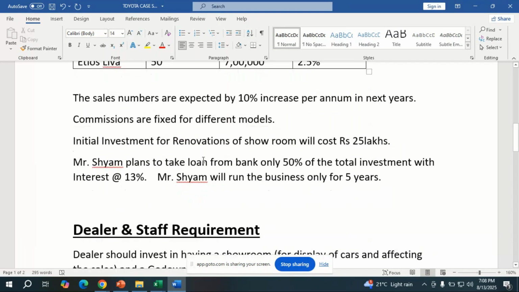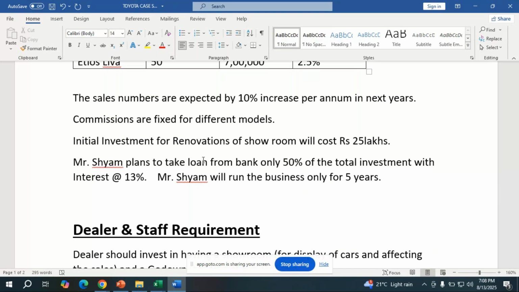The sales numbers are expected to increase by 10% per annum in the coming years, where commissions are fixed for different models. The initial investment for renovation of the showroom will cost 25 lakhs. Mr. Sham plans to take a loan from the bank, the same way you have done for the cafe and the pharmacy case. So the total cost of renovation for the entire car showroom will be 25 lakhs.